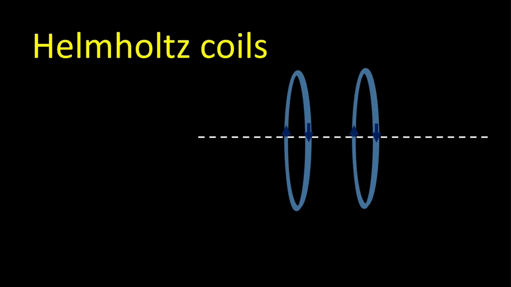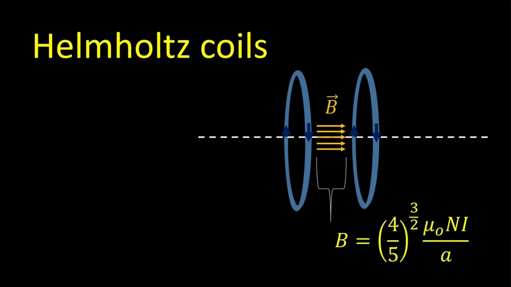The advantage of the Helmholtz coils is that they produce a uniform magnetic field in the region between the coils and close to the axis of the coils. The magnetic field in this region is uniform, and the magnitude of this magnetic field is given by this relation.